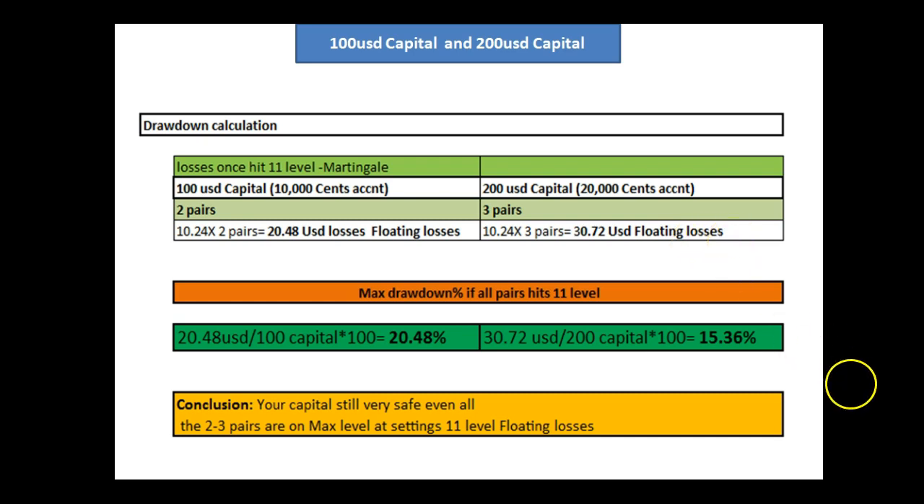So it's still safe, because you're only losing, or floating losses, about 15.36%, and you still have about 70% plus, 74 above, tradable and in the market.